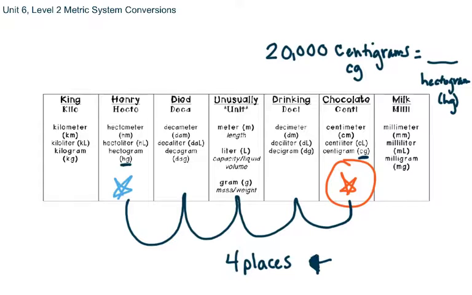So hopefully you've connected the dots here and you realize that, yes, we're dividing, but all we really have to do is start where we're starting, figure out how many places we're moving in what direction, and do the same thing with the decimal.